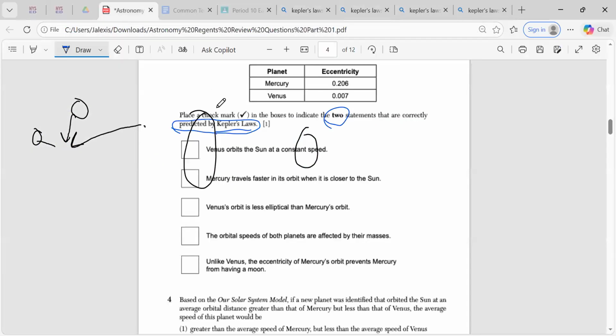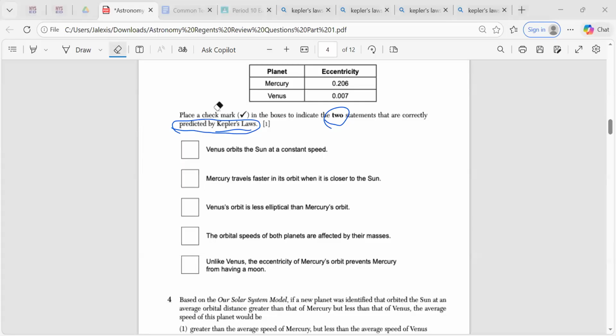So now, knowing what we know here, let me go ahead and erase. Sorry. Let me clear all these little drawings out. Everything we spoke about referred to the motion of a planet. So, number one, Venus orbits the sun at a constant speed.